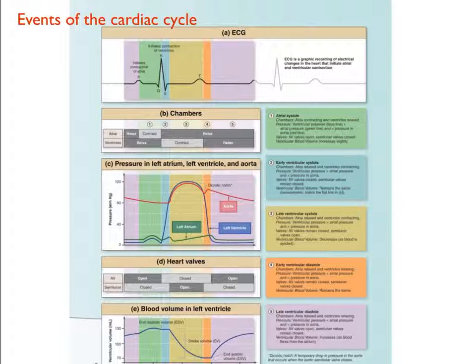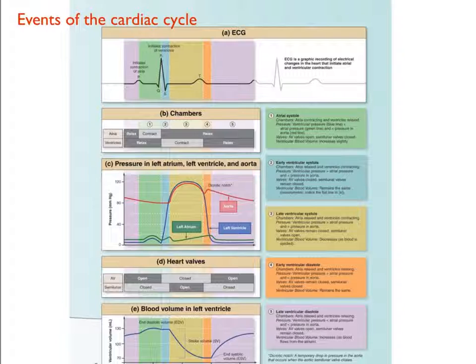So at this point, our atria are relaxed, ventricles are contracting, the AV valves are closed because blood is not going from the ventricles into the atria, and the semilunar valves are open because we're ejecting blood out of the heart into those great vessels, into the pulmonary trunk and the aorta. Ventricular blood volume decreases because we're ejecting blood out of the ventricles.